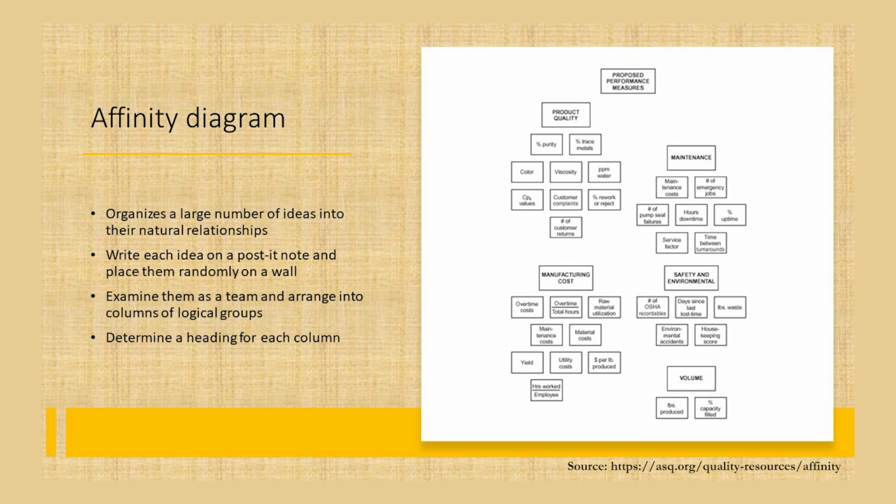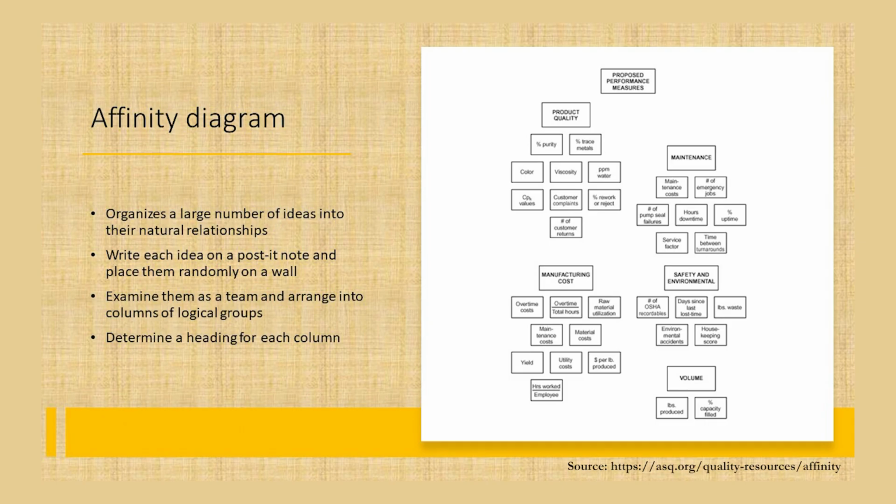Another technique could be using what is known as an affinity diagram. This is an example of an affinity diagram. Here you can see that a large number of ideas can be organized into natural relationships. For instance, percentage purity, percentage trace metals, color, viscosity, parts per million of water, all of these are indicating your product quality. Overtime costs, overtime total hours, raw material utilization, maintenance costs, material costs, yield, utility costs. They are all pointing to what? A cost figure for manufacturing.